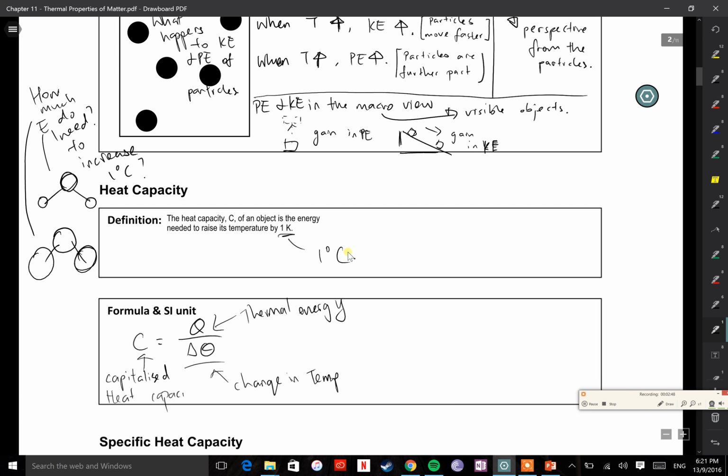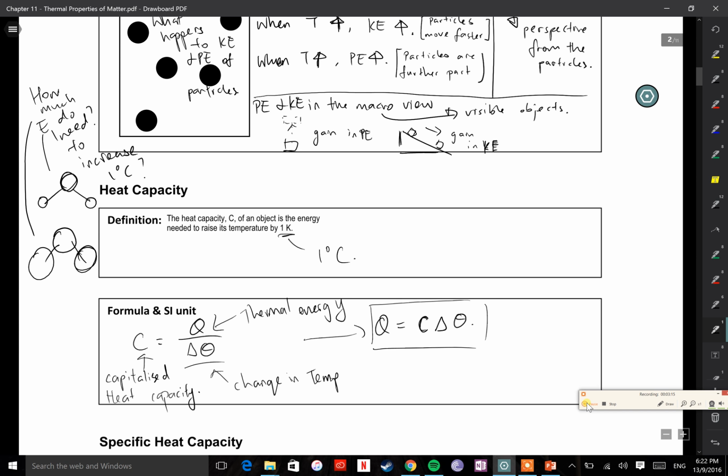Sorry, give me a minute. I'm going to pause the video for a while. Sorry, and I'm back. So this is the formula, but it's usually written with the subject as Q. So if we change it, Q equals C times the change in theta. It looks nicer, there's no fraction here. So this is the formula that you will be using.